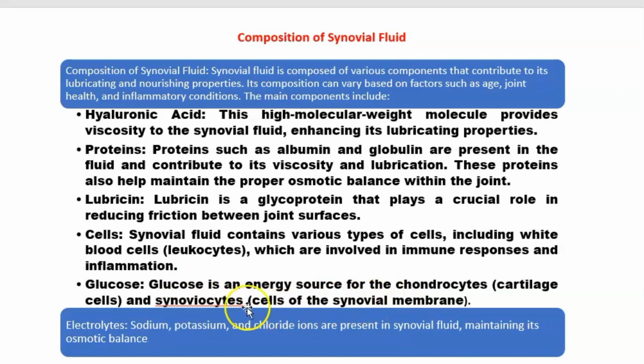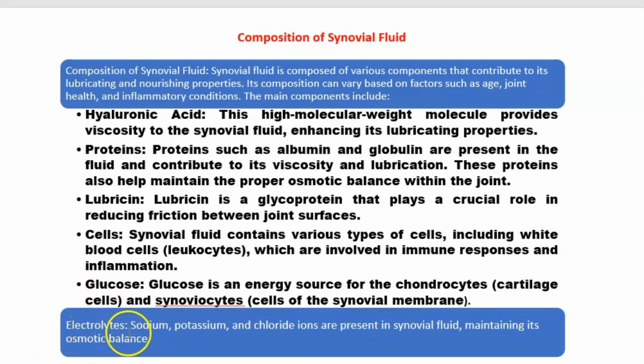Okay. Now I want you to listen carefully. One of the components is what? Hyaluronic acid. 2 is protein. 3 is lubricin. 4 is cells. 5 is glucose. So we have 1, 2, 3, 4, 5. Among these 5, they are all components of what? Synovial fluid. They are all the composition of synovial fluid.